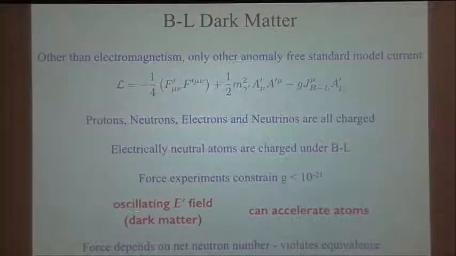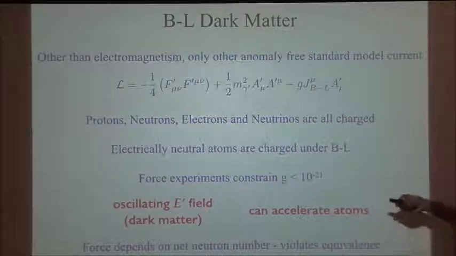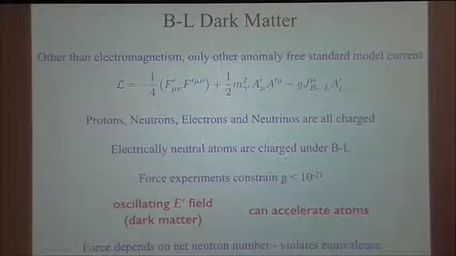The basic idea is the following: if the B minus L gauge boson is the dark matter, then there's an oscillating B minus L electric field associated with it, and that can accelerate neutral atoms, because neutral atoms have a charge that's unscreened, since neutrons have a non-zero charge under B minus L. And this force depends upon the net neutron number of the system, and hence it will violate the equivalence principle, because different materials will feel different accelerations depending upon the number of neutrons they have. So in this case, you can think of the dark matter as directly exerting a time-dependent equivalence-principle-violating force on matter.